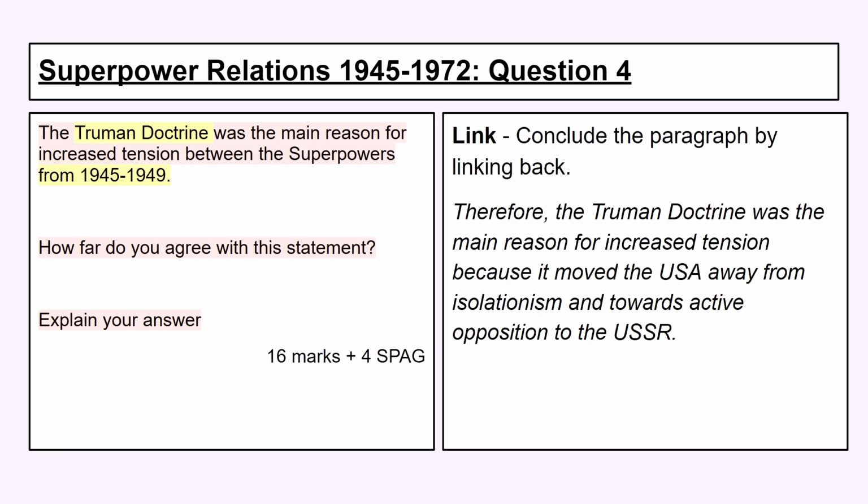Finally, we're linking back, and again, we're not writing much. It's just to sum the paragraph up what we've written about. Therefore, the Truman Doctrine was the main reason for increased tension because it moved the USA away from isolationism and towards active opposition to the USSR.